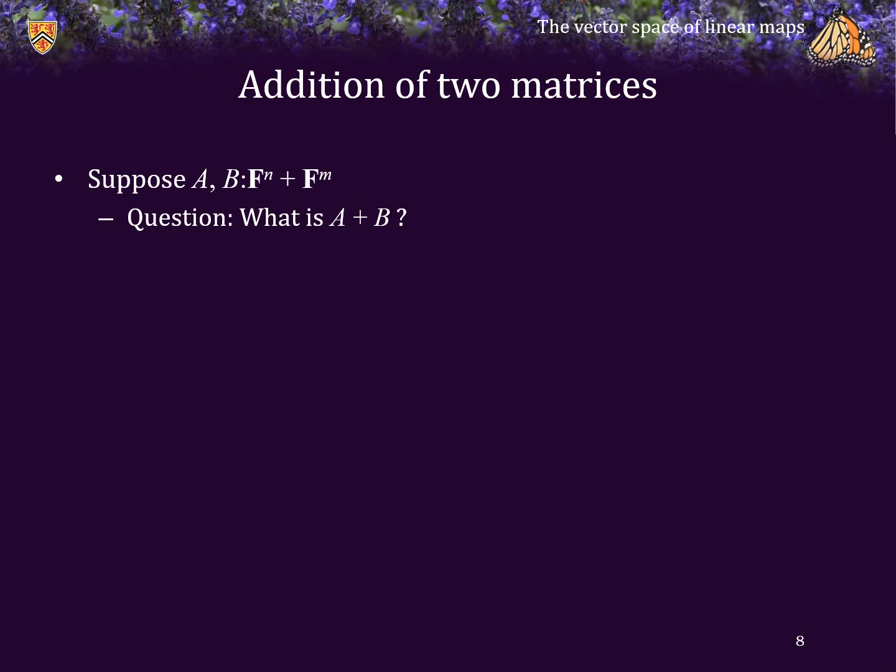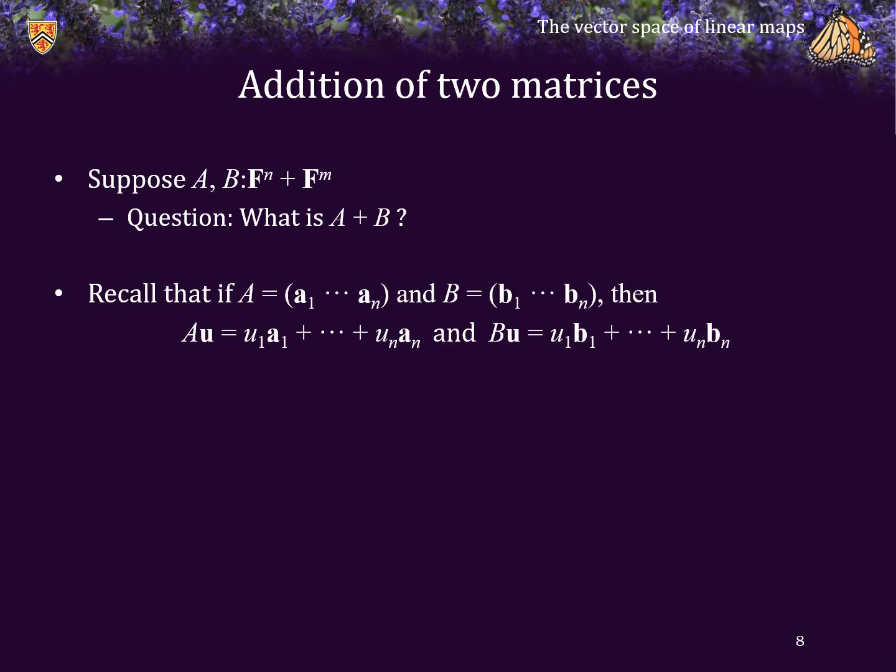So suppose that A and B map F^n to F^m. What is A plus B? Well, recall once again that because this is a mapping from F^n to F^m, A and B are matrices that are m by n, and thus can be represented as matrices of n column vectors, each of dimension m. Also, A applied to U is the first linear combination there, B applied to U is that second linear combination.